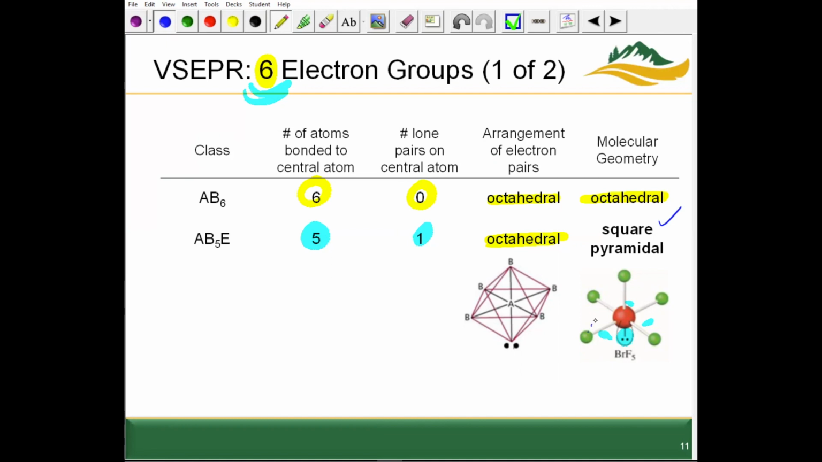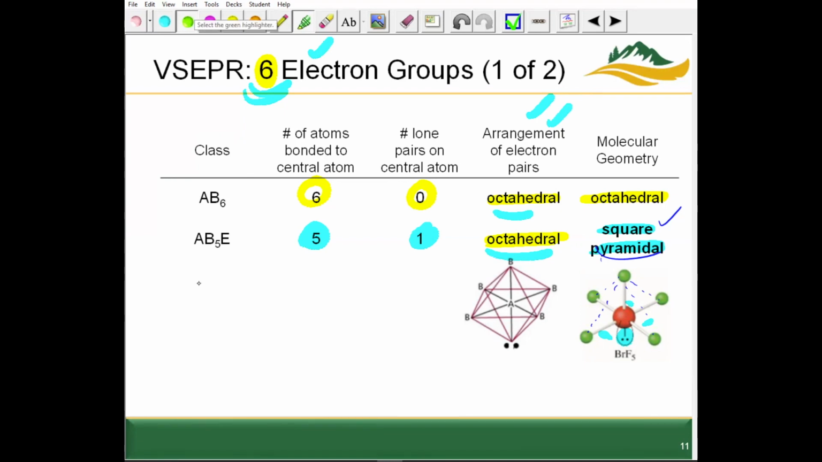You can kind of picture it here. These 4 groups coming up sort of form a square pyramid. So molecular geometry for 5 bonds and 1 lone pair is square pyramidal, still all under the octahedral arrangement of electron pairs. So 6 electron groups in total is octahedral arrangement of electron pairs.